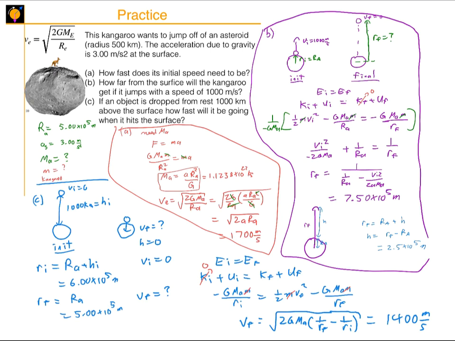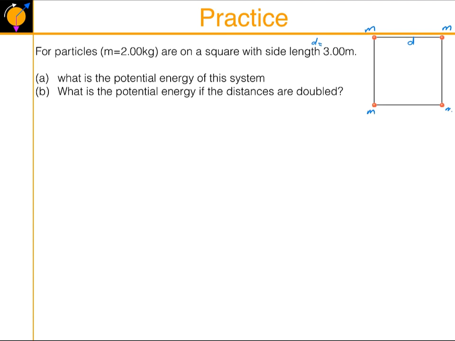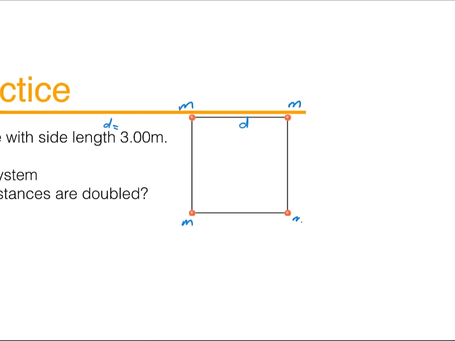In this problem, we have four particles, each with a mass of 2 kilograms, in the corners of a square with side length d equals 3 meters. We want to find how much potential energy is stored in the system. Let's have a look at the situation. There's going to be potential energy stored between every possible pair of particles.